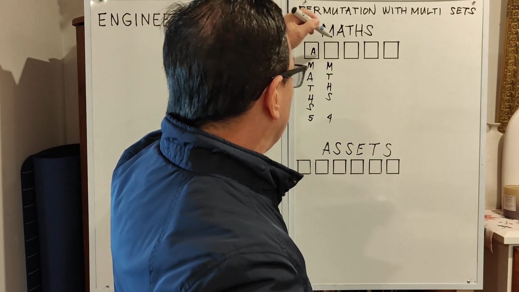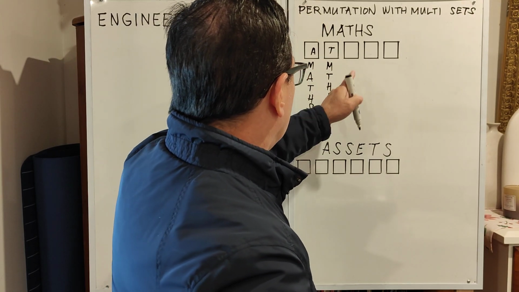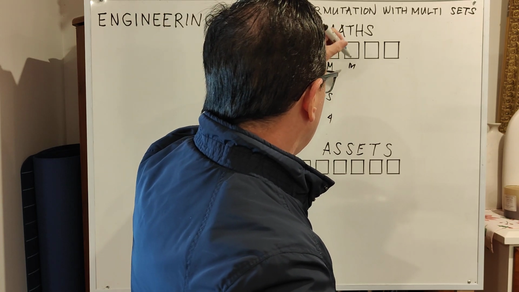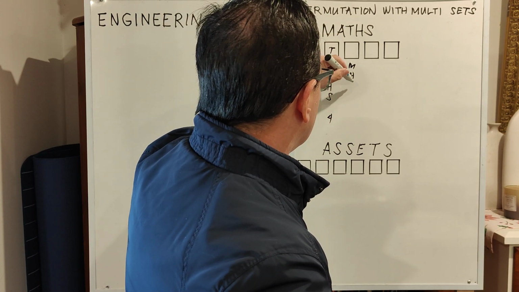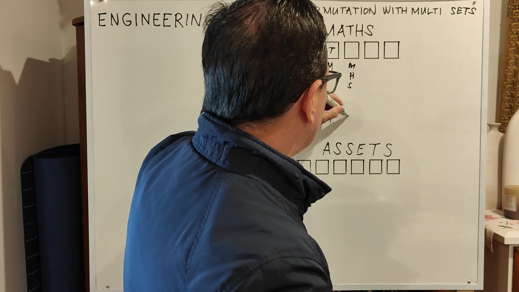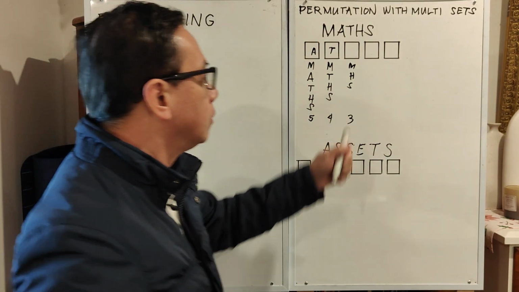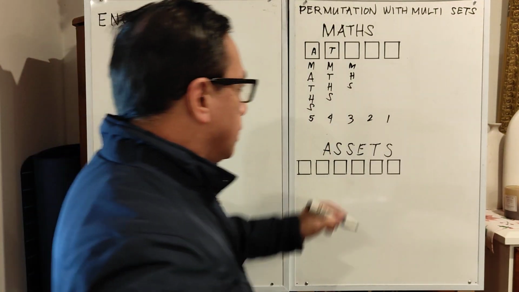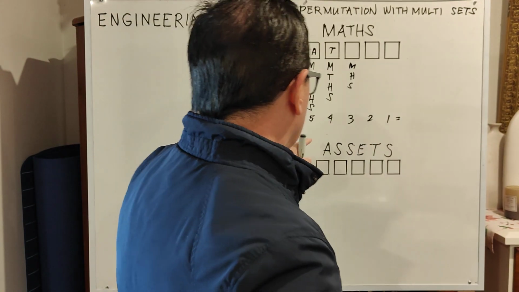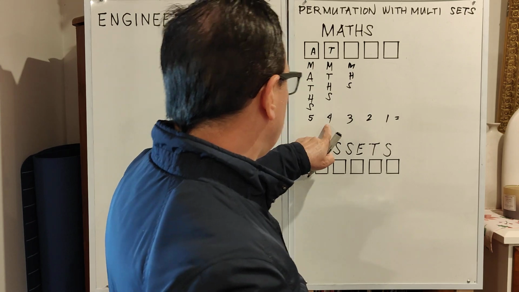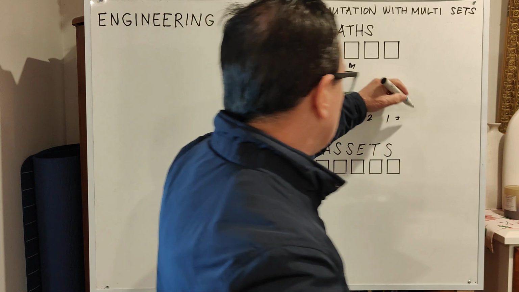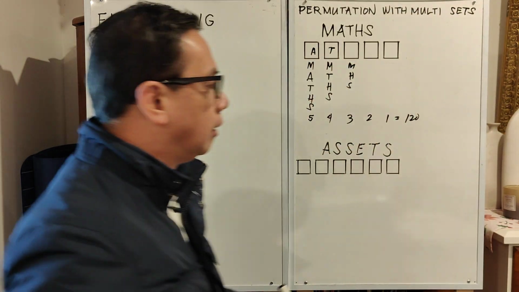And then we use again, for example, T. So we cannot use A and T, so we can only use M, H, S. So there are only 3 letters that are possible. Here there are 2 and then there is 1. So we just multiply these. So 5 times 4 is 20, times 3 is 60, times 2 is 120.